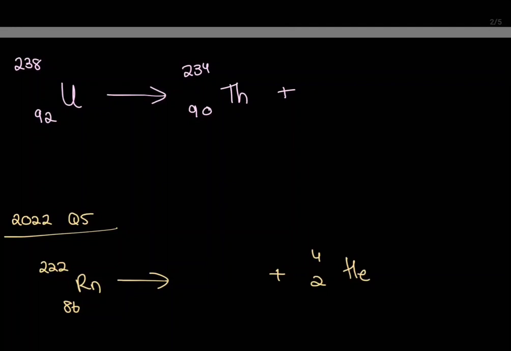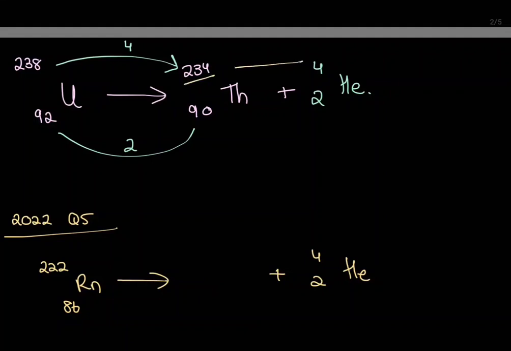Okay, here we have to figure out what type of radiation has been emitted. So look at the top numbers: has there been any change? Yeah, there's a difference of 4, isn't there? Has there been any change here? There's a difference of 2. So seeing the 4 and 2, I should immediately think of alpha radiation. And also double check that the 234 plus the 4 gives me 238 on top, and the 90 plus the 2 gives me the 92 over here.